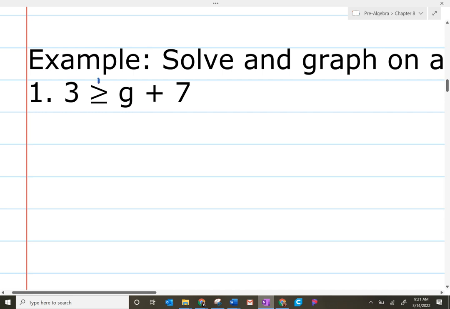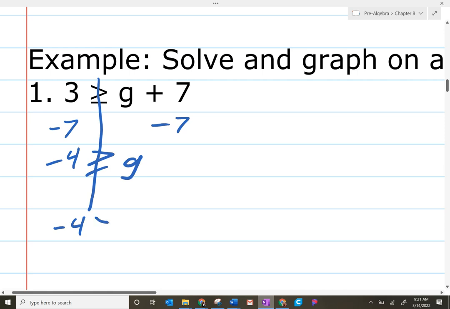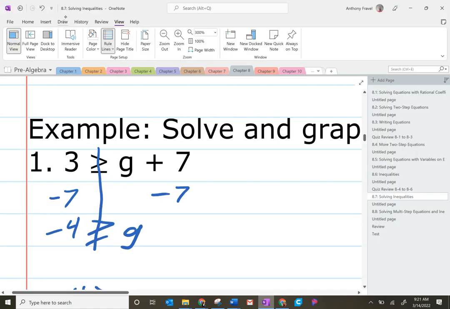So just like we did before, line to separate it. I'm going to subtract 7 from both sides. So 3 minus 7, that gives me negative 4. It's less than or equal to g. So I got negative 4, less than or equal to g. I wrote it like this on purpose. Is my variable on the left-hand side? It's not. So there is one more step that I need to do. Let me grab a different color pen just to point it out.